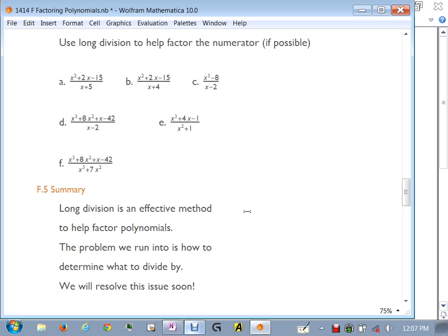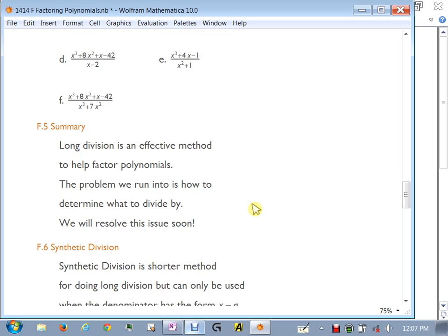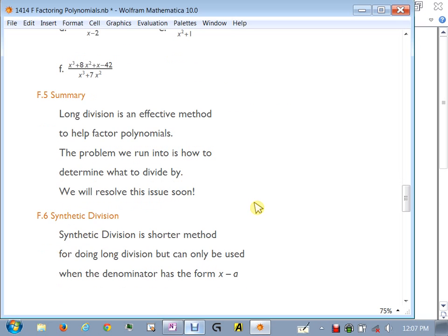Okay, so look, let's get back to this. This is a little bit happier. So here's the summary of what we've done up to this point. Long division is an effective method to help us factor polynomials.